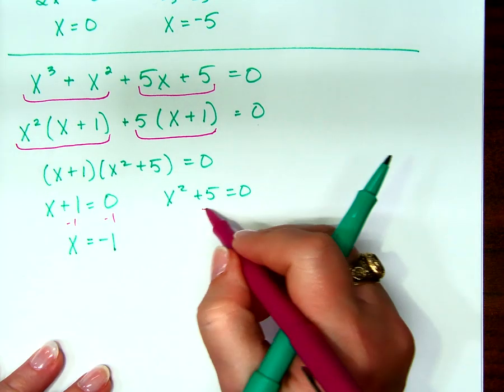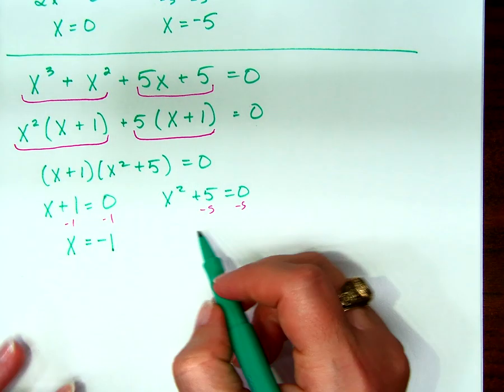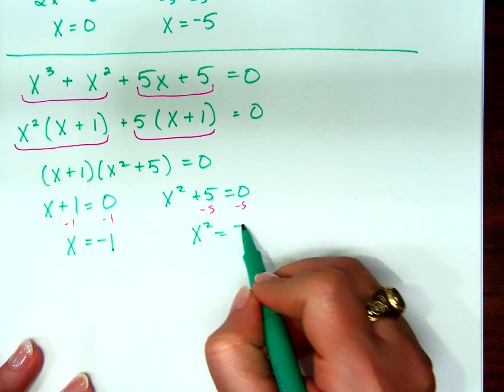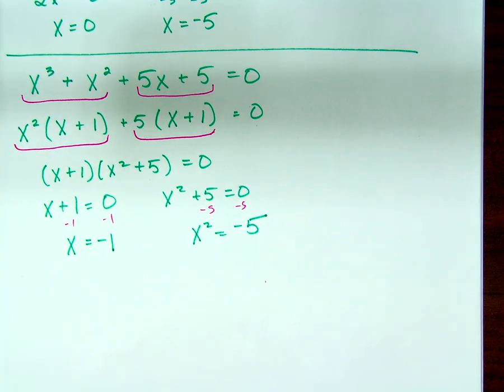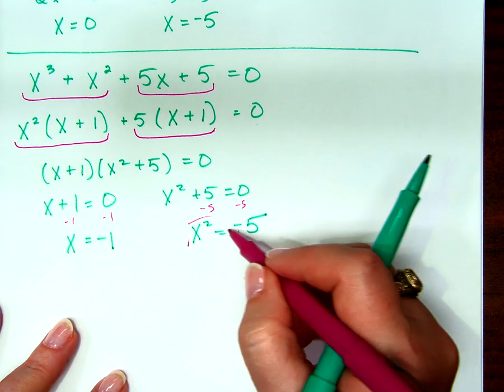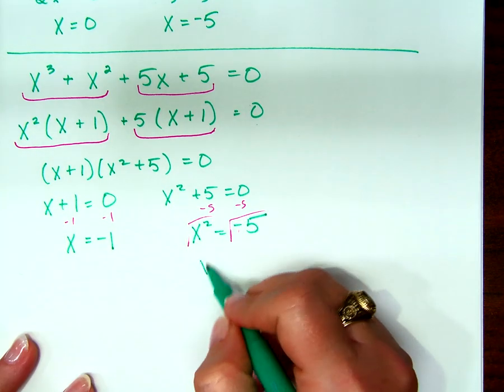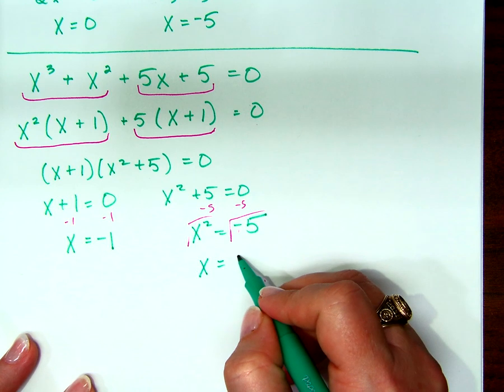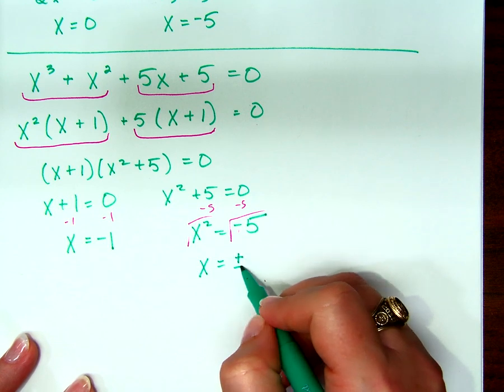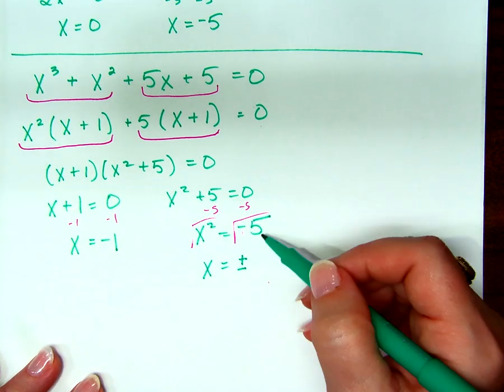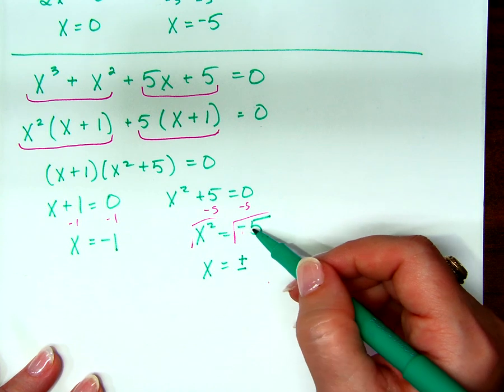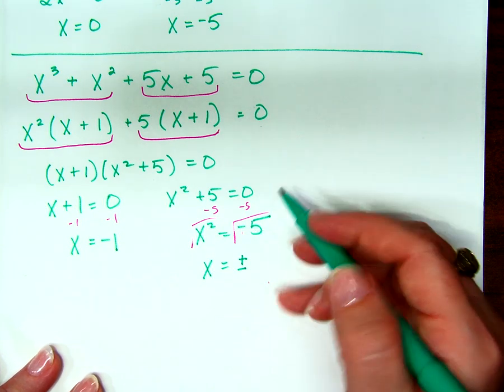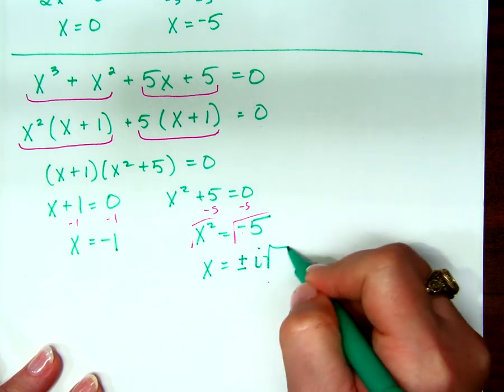And here, I get x squared equals -5. How do I solve x squared? Square root. So x equals, you put the root sign in there, so you have to put the plus or minus. That's exactly right. Do you know the square root of 5? Do you know the square root of -1? So plus or minus i root 5.